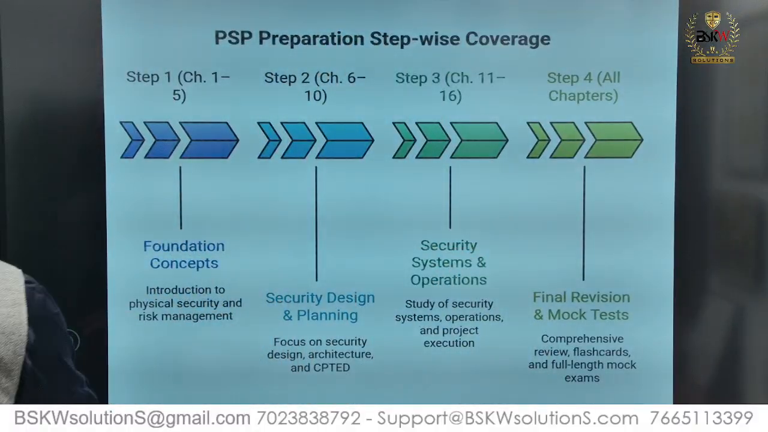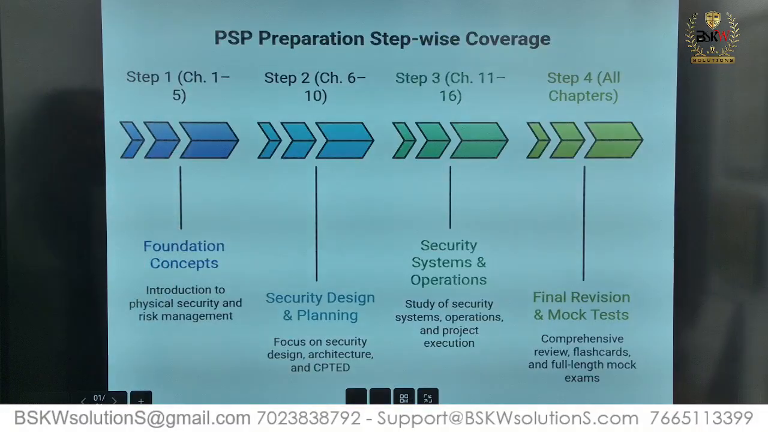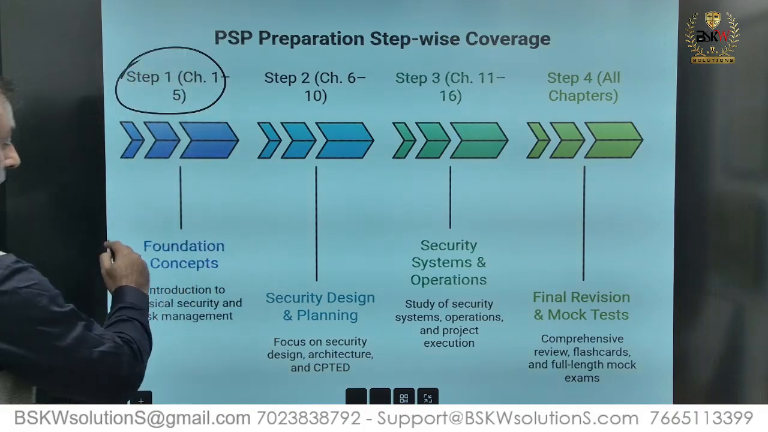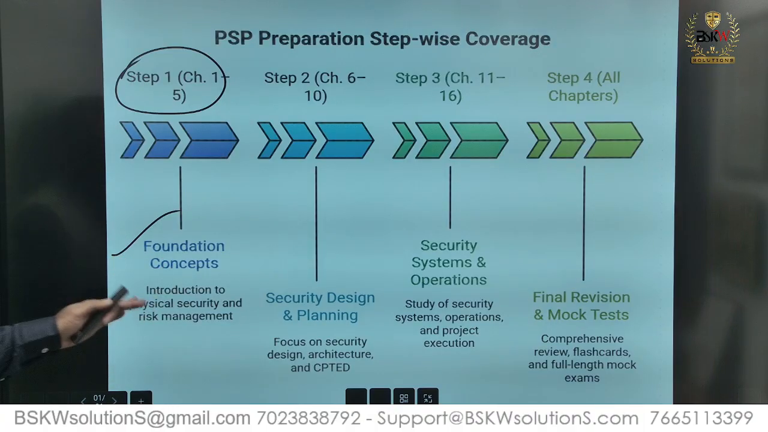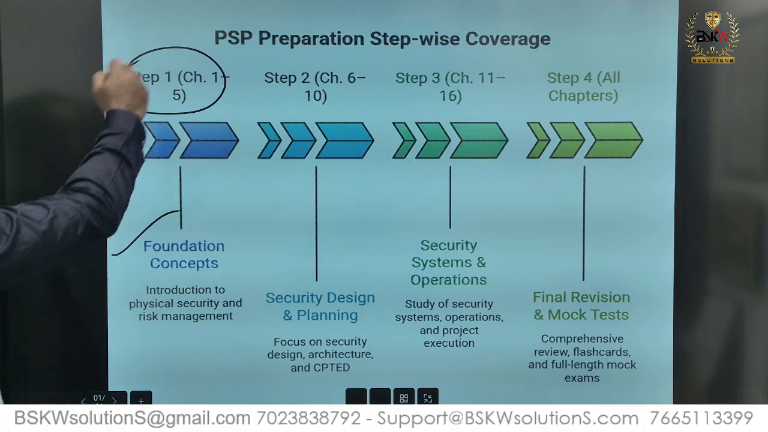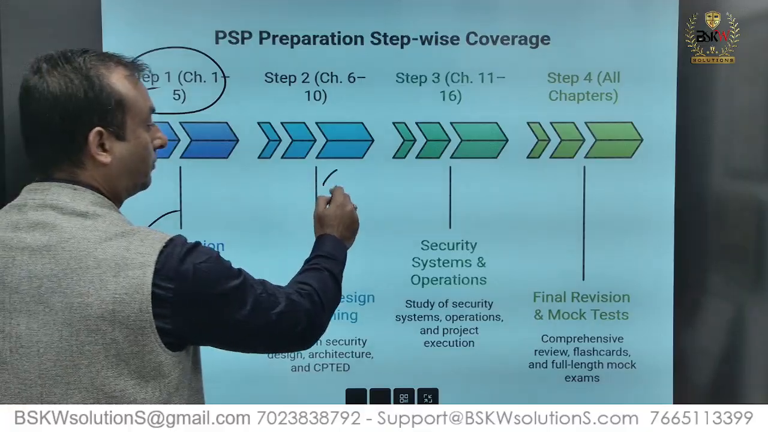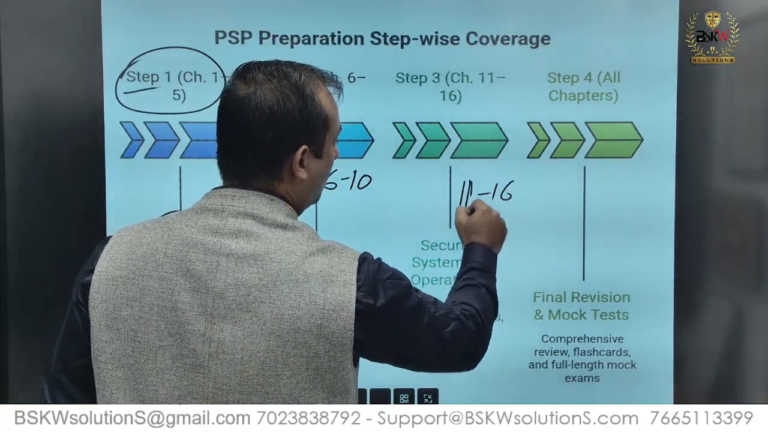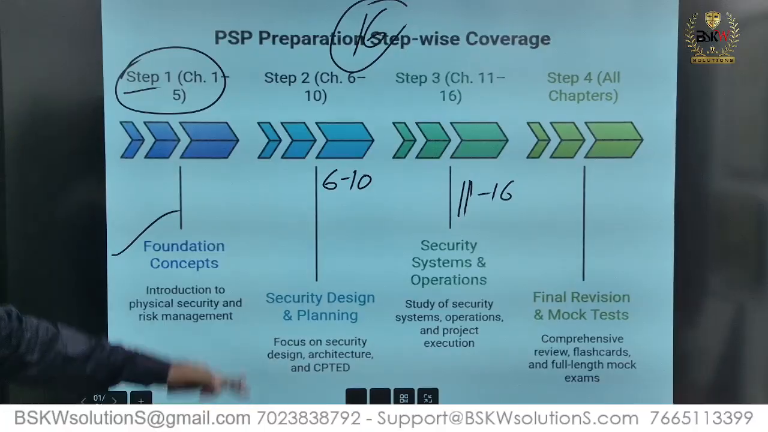Initially, step 1 is what we are starting today, from chapter number 1. From chapter number 1 to 5, we are going to create the foundation concepts of introduction to physical security and risk management. This is step 1. After that, step 2 covers chapter number 6 to 10, and then 11 to 16. In total, 16 chapters are there, and we are going to cover these things.